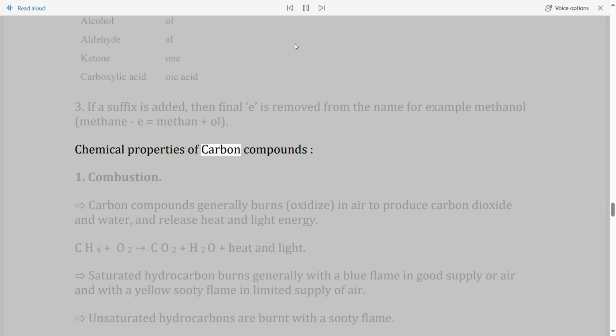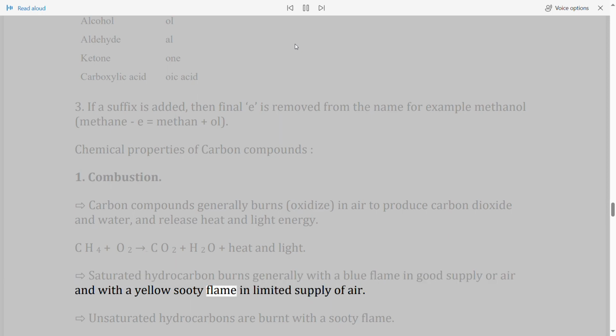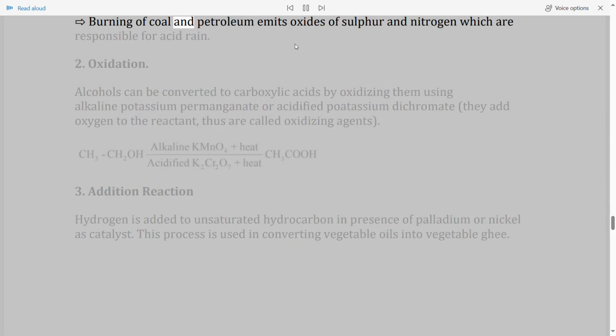Chemical properties of carbon compounds. 1. Combustion. Carbon compounds generally burn, oxidize, in air to produce carbon dioxide and water and release heat and light energy. CH4 plus O2 gives CO2 plus H2O plus heat and light. Saturated hydrocarbons burn generally with a blue flame in good supply of air and with a yellow sooty flame in limited supply of air. Unsaturated hydrocarbons burn with a sooty flame. Burning of coal and petroleum emits oxides of sulfur and nitrogen, which are responsible for acid rain.